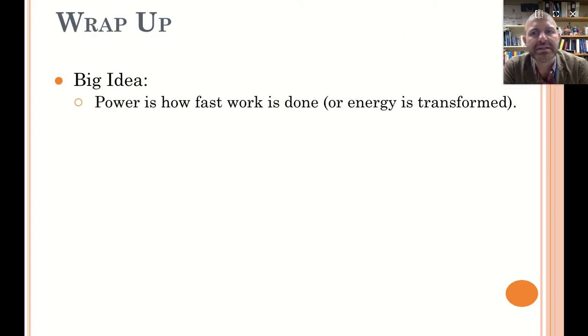So where does that leave us? The really big idea here is power is how fast work is done or energy is transformed. And you can go from knowing about energy and time to power, from power and time to energy.